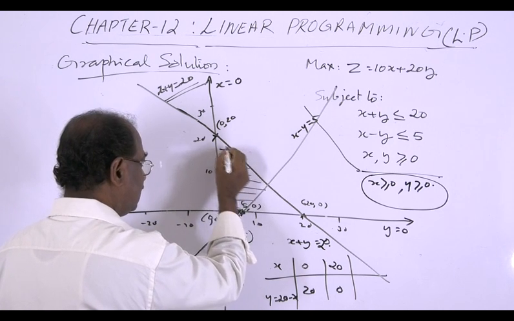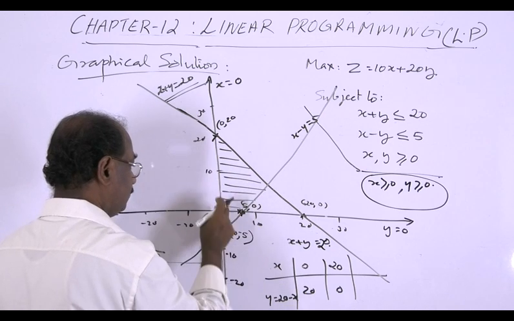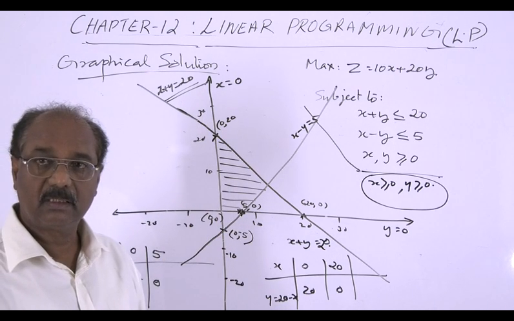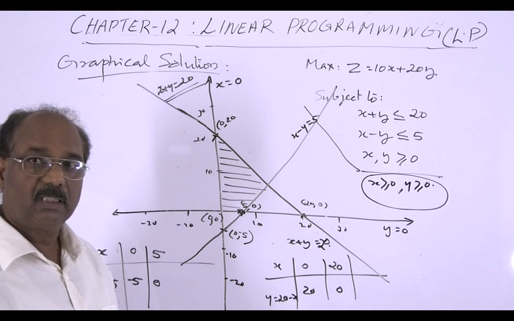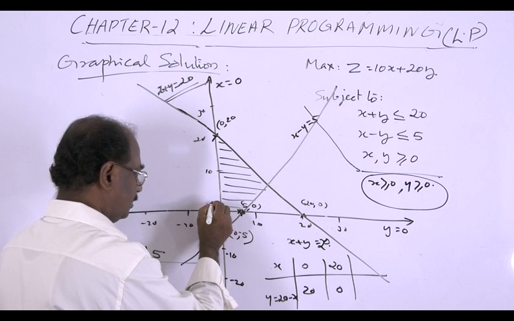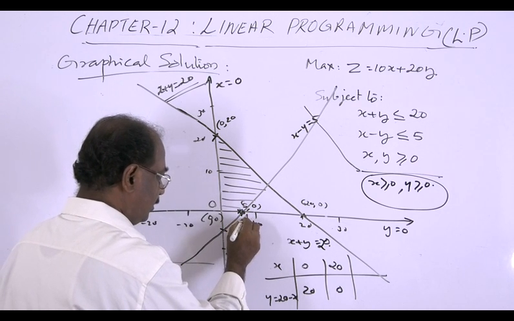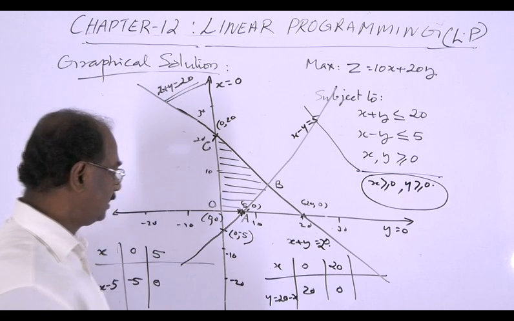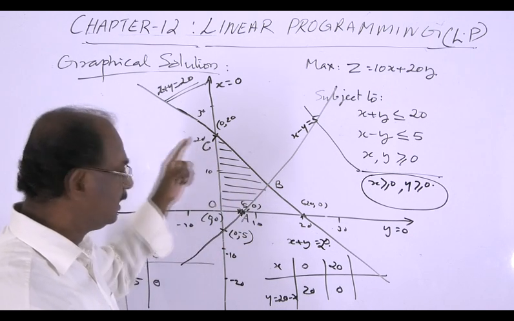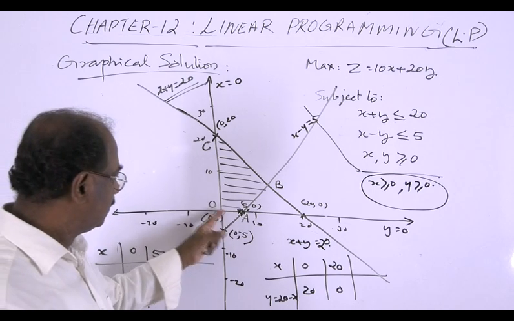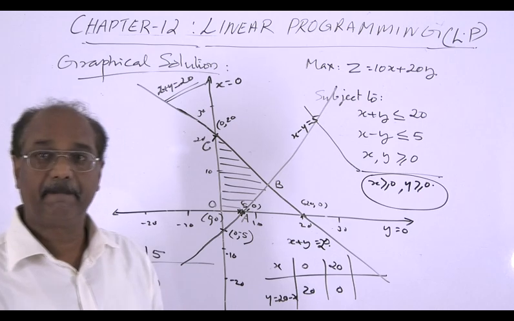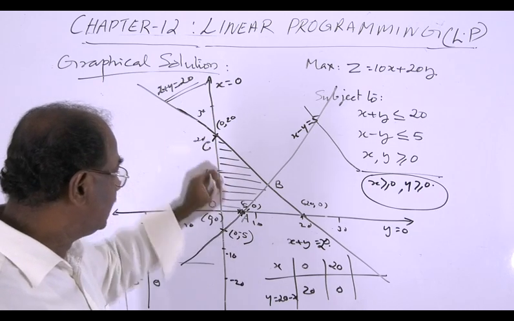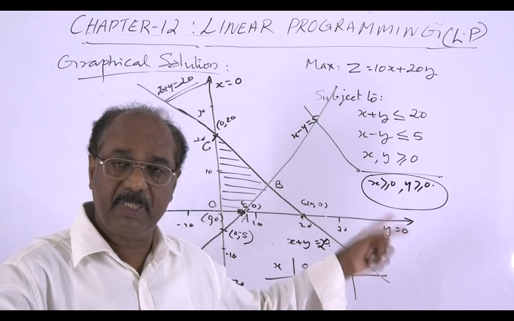The region within this polygon. So, we may name this. So, origin O. This is the point A, this is the point B, and this is the point C. O, A, B, C. So this is the polygon. This is the common region for all these. So all points in the region are solutions for the LPP.